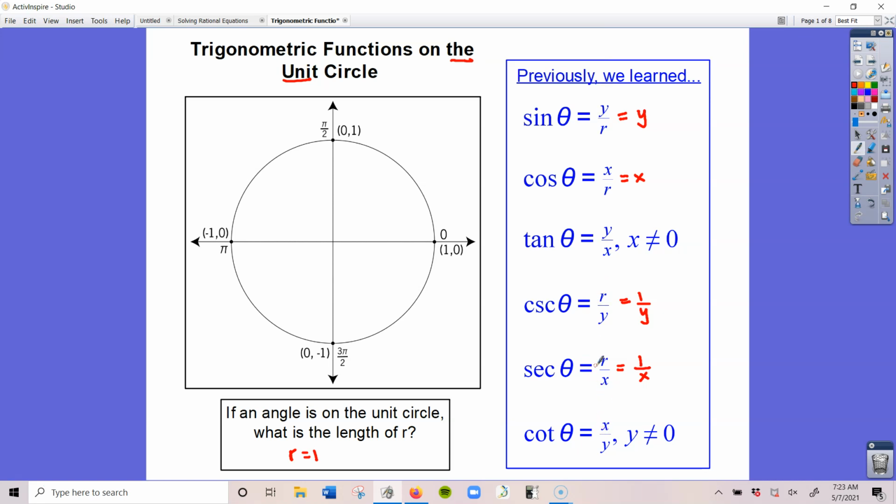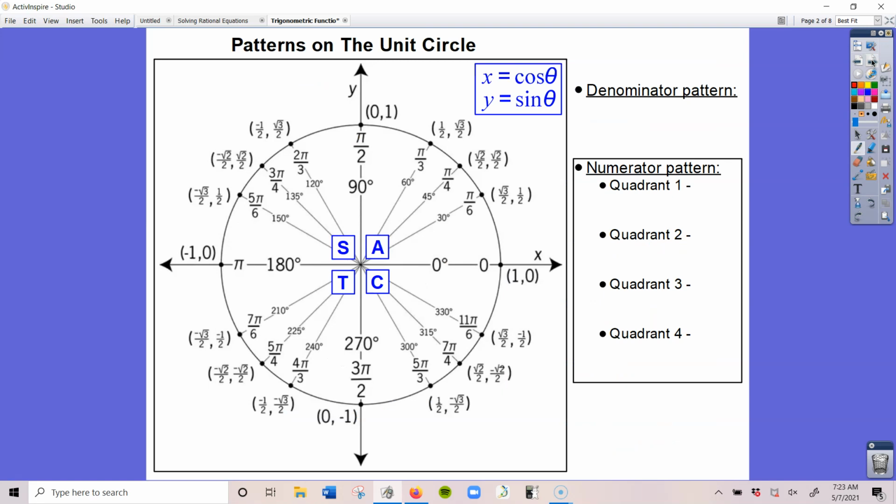Now let's look at the full unit circle, because here all we see are just a few coordinates. And just to illustrate again that the radius is 1, look at these coordinates. Here, on the positive x-axis, the x would equal 1 because the radius is 1, etc. So let's look at the unit circle. Now this can be very overwhelming, but we're going to break down the unit circle.